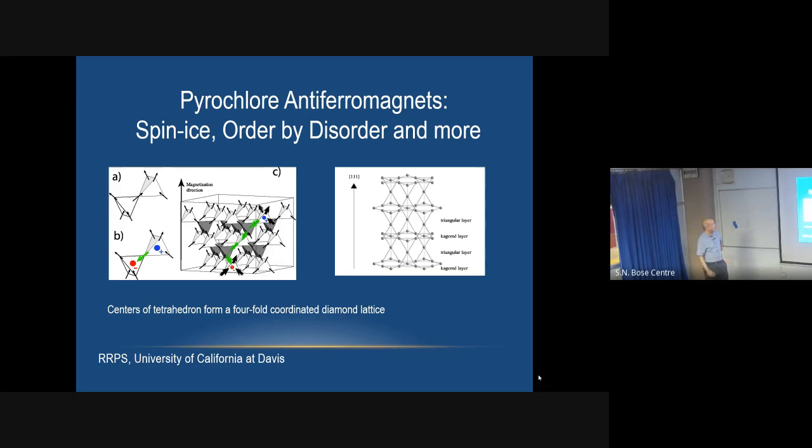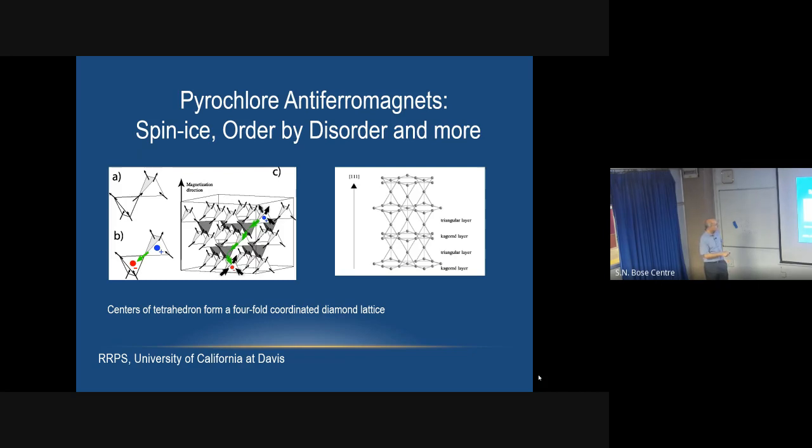Okay, so this talk really will focus on one particular type of candidate system for quantum spin liquids. And in my view, this is really the most versatile system. And I guess this morning we heard a talk which has a lot of overlap with what I'll say over here. So this is the pyrochlore lattice.